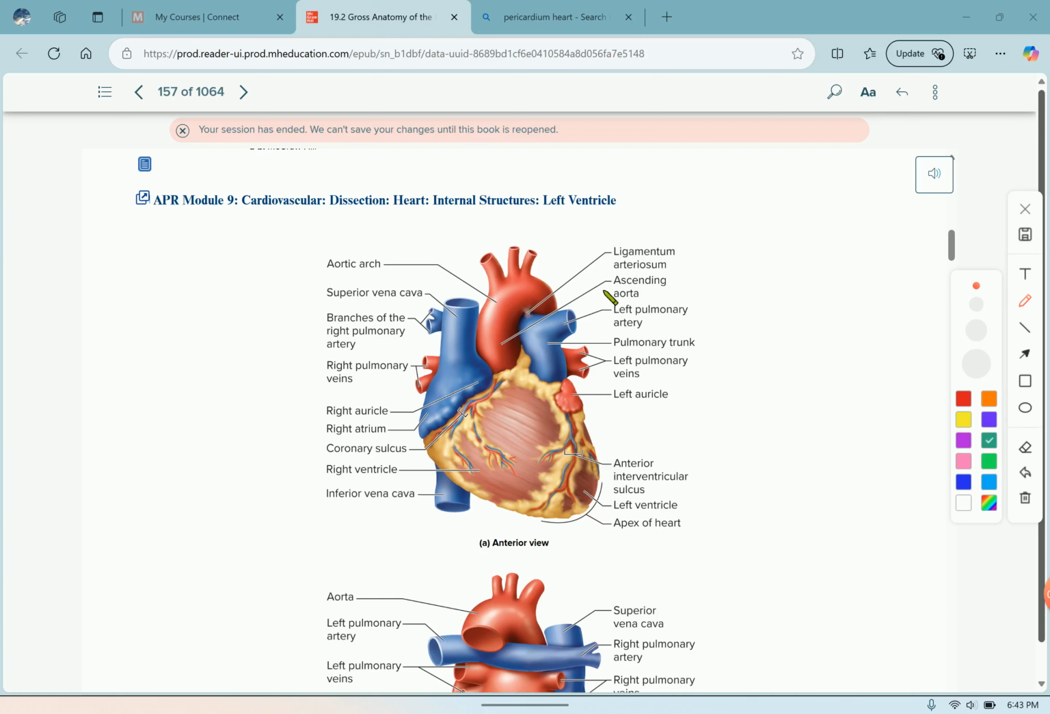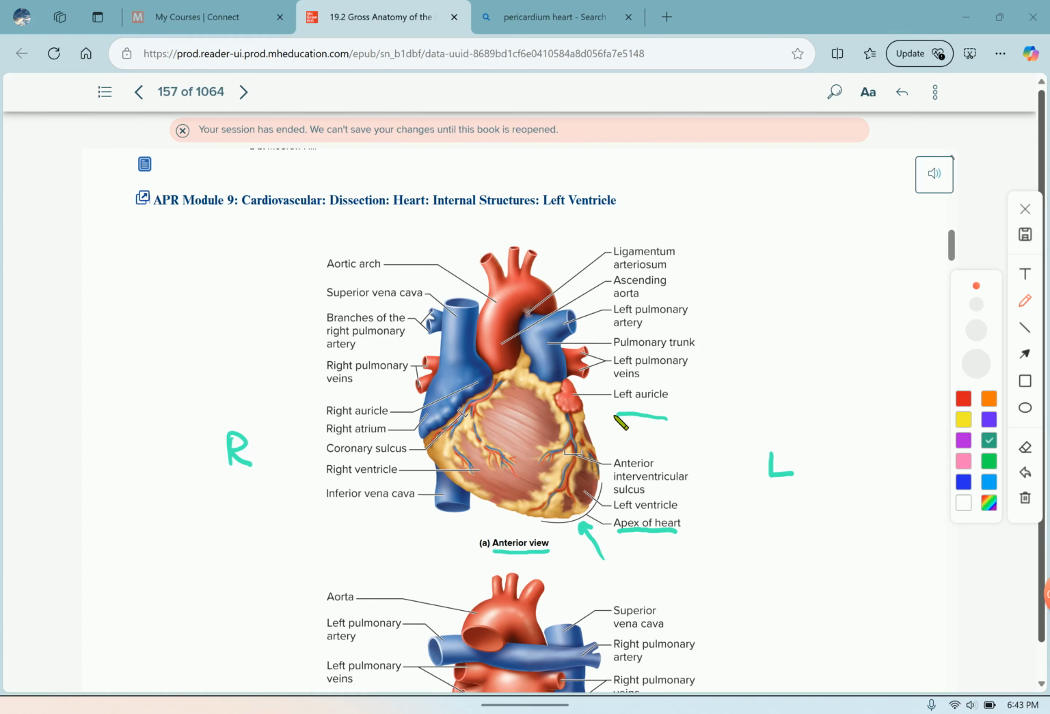All right, looking at an anterior view here. Okay, so this anterior view, there's that apex of the heart. So now we are oriented. That apex points down and to the left, so we know this is the left side of the heart, and this is the right side of the heart.